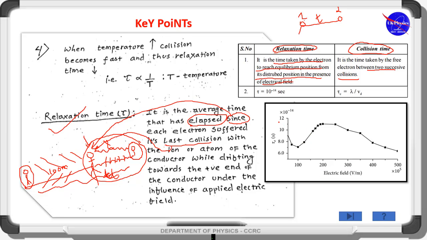And here is the graph, which is relaxation time versus electric field. This graph just shows that the relaxation time decreases exponentially. We don't need to explain this graph in detail. The relaxation time for the electron is of the order of 10 to the power minus 14 seconds. Just remember. Now move on to the next slide.